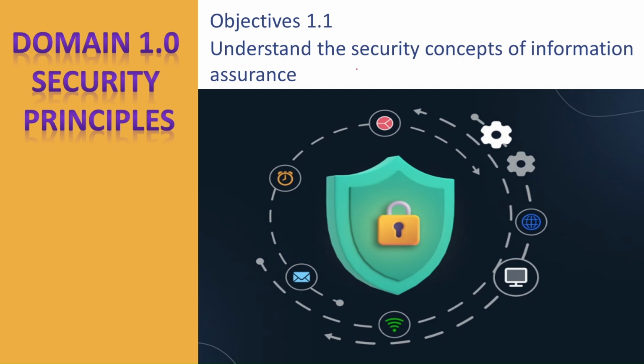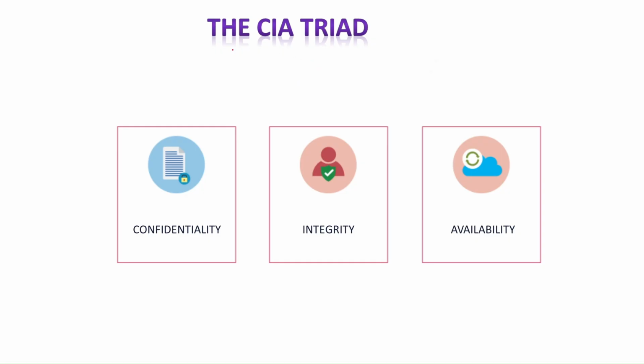So now let's start with the actual content of the course. The first objective, that is objective 1.1, is understand the security concepts of information assurance. And the first topic is the CIA triad. The CIA basically stands for confidentiality, integrity, and availability. And these three are basically the pillars of cybersecurity controls and concepts. We will study each one by one, its definition and different examples of each of these pillars and how to ensure them in our cybersecurity operations.